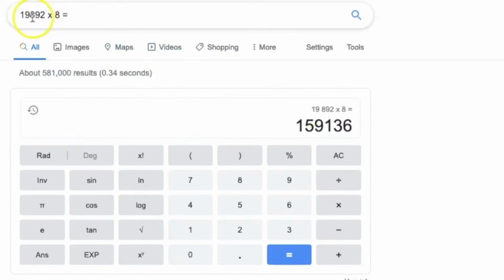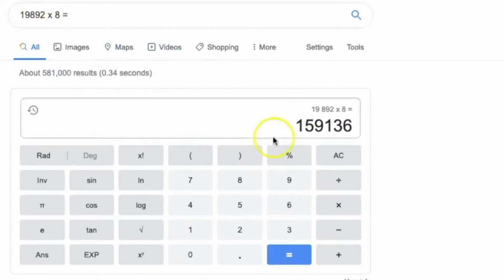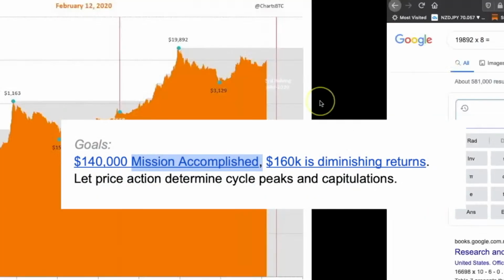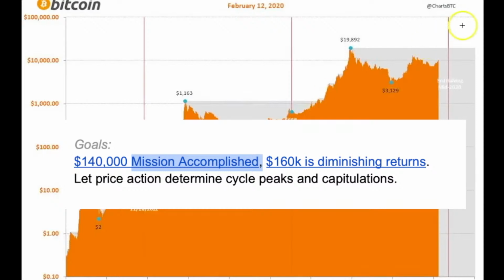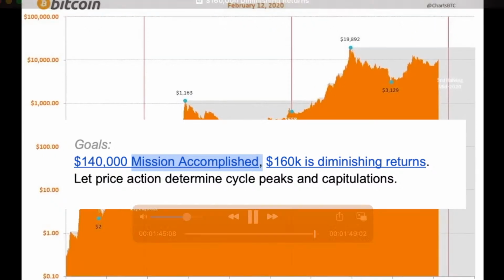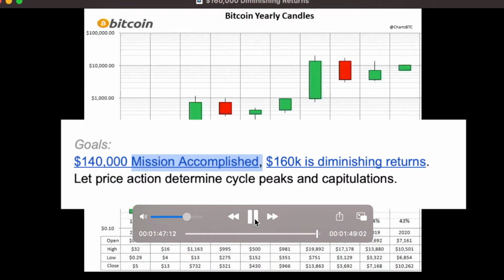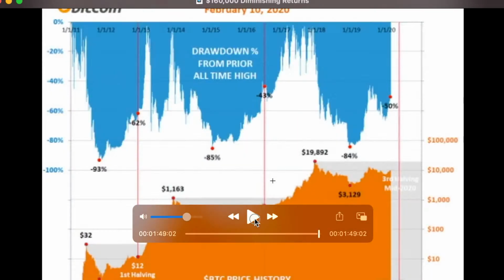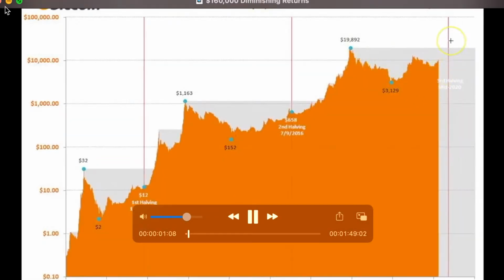So let's times the high times a factor of 8 this time. We get $159,000. So $160,000. All right, let's take a look at this. $160,000 we have as the next possible high of Bitcoin.